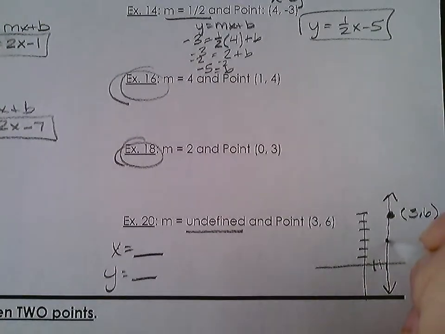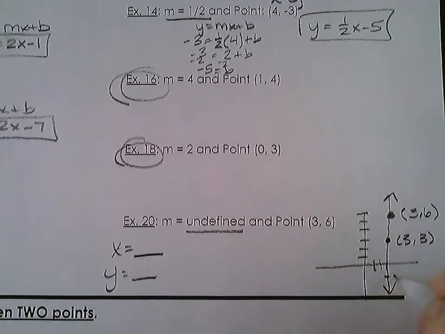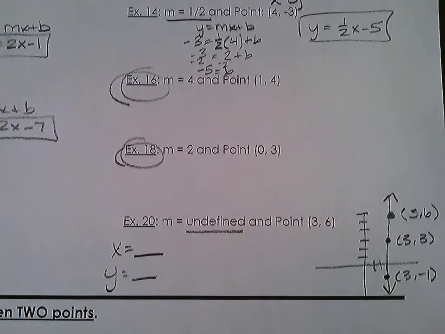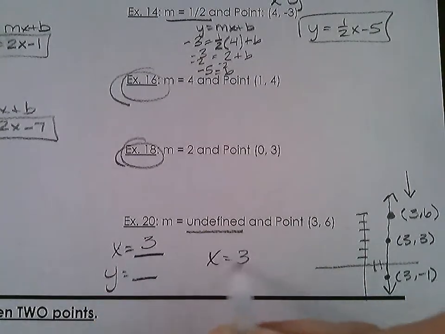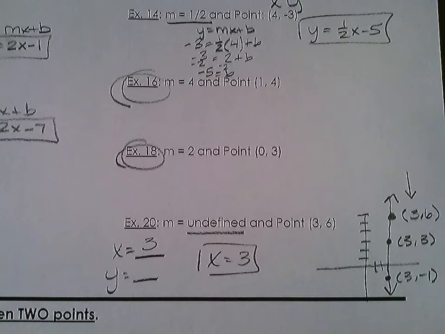And then let's say that I choose any of these other ones. Well, that would be the coordinate 3, 3. And then this would be the coordinate 3, negative 1. And you could continue that pattern to notice that your x values are always equal to 3. So this would be the line x is equal to 3. And that's what the equation of the line would look like.